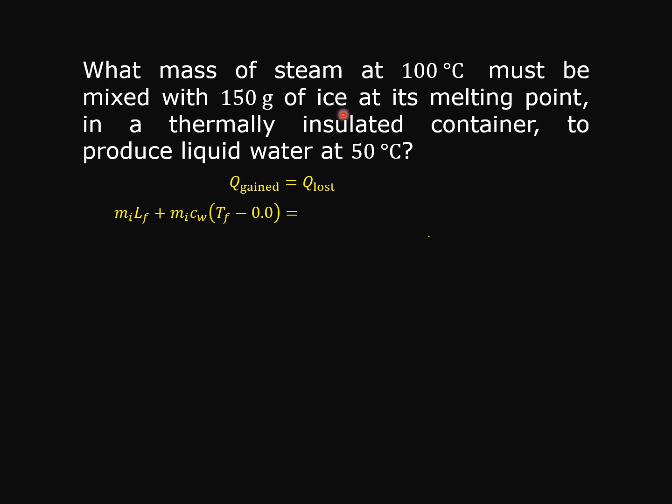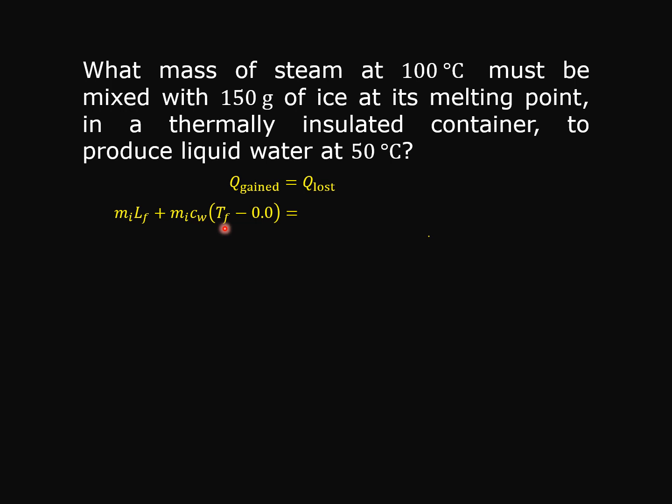The initial temperature for the ice is 0 degrees C, meaning it is at its melting point. So once the ice absorbs the heat from the steam, it will start to melt. The heat required to completely melt the 150 grams of the ice is equal to mi Lf. After the ice is completely melted, the temperature of the water produced will rise to 50 degrees C. So we denote this 50 degrees C as Tf.